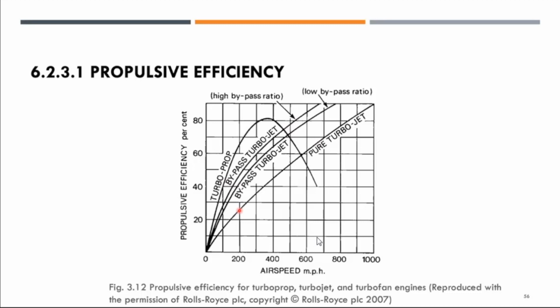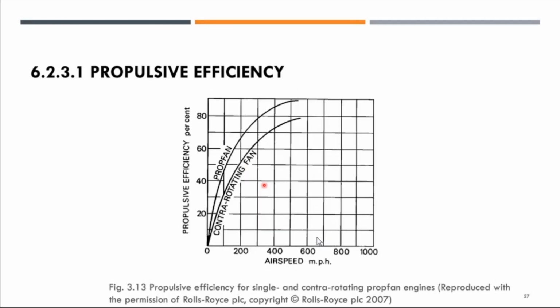For a low bypass turbojet engine, known by the name of turbofan engine, it's already 40%. Going into a high bypass turbojet engine is already 48%. But for a turboprop engine, it can reach up to 65% propulsive efficiency, right? So you can see the advantages of having a turboprop, which is more superior at low speed compared to a turbojet engine.